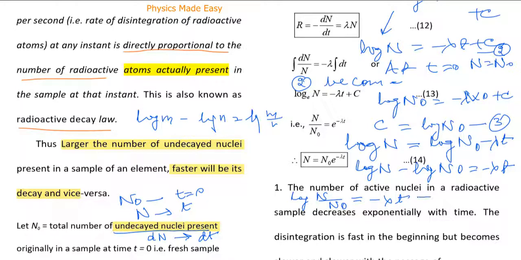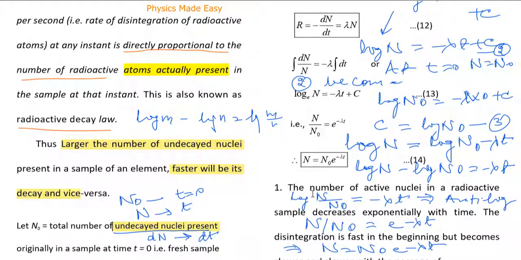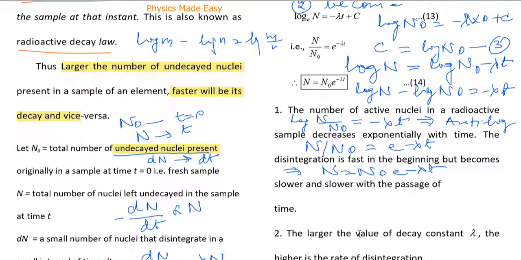And this implies, now I will take the anti-log. After taking the anti-log, it will become N divided by N naught is equal to e raised to power minus lambda t. This implies N is equal to N naught e raised to power minus lambda t. This is a very important expression which is used in the decay process.